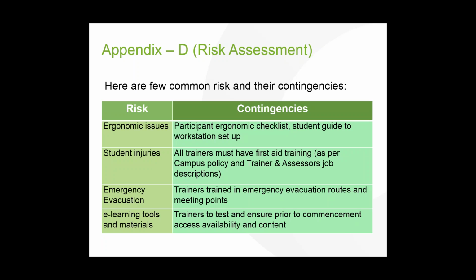In the Appendix D risk assessment section, we are asking you to write a few risks and write contingency strategies. So the risk is student injuries. All trainers must have first aid training as per campus policy and the trainer and assessor job description. That's a contingency. There's another risk, e-learning tools and material. Trainers to test and ensure prior to commencement access, availability, and content.